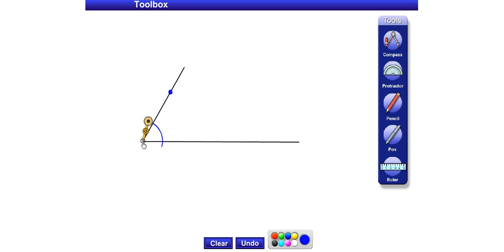Without changing our compass setting, since we're copying this, we're going to copy the same type of thing even though we don't have the bottom side of the angle yet. We're going to copy exactly what we did on that bottom angle.